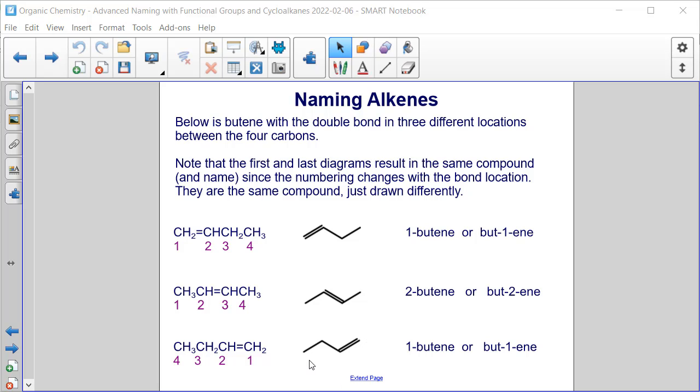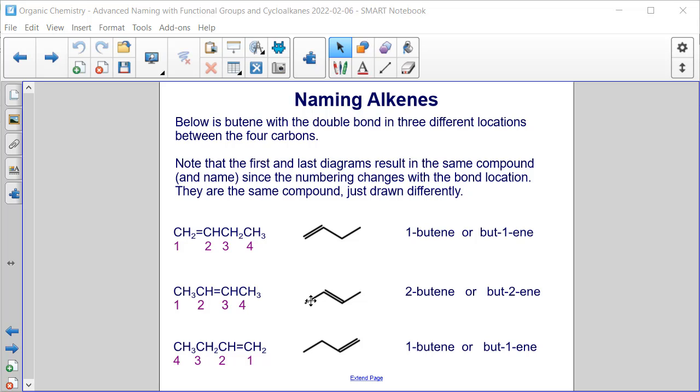But if you notice, in the first and the last diagrams, we get the same compound, 1-butene or but-1-ene, because the numbering changes with the bond location. So here I have carbon 1 starting at the double bond, so 1, 2, 3, 4. Well, the same thing happens here where it gets reversed because we start our numbering closest to the double bond, so 1, 2, 3, 4. So in both cases, this is 1-butene.